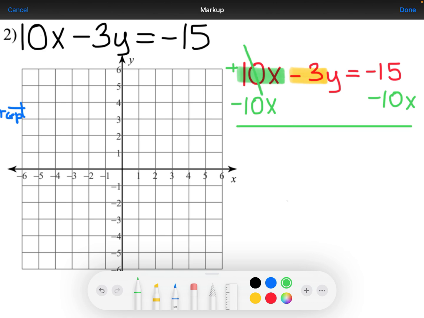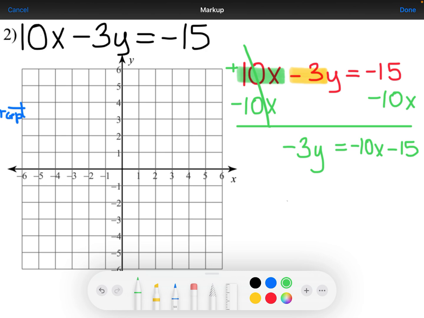On the left side, the 10x's cancel, leaving us with -3y. Slide down your equal sign. And I want to be in the habit of writing my x term first so that we're following the order of slope-intercept form, y equals mx plus b. -10x and -15 are not like terms, so I'm going to write what I see. I have a -10x and I have a -15.